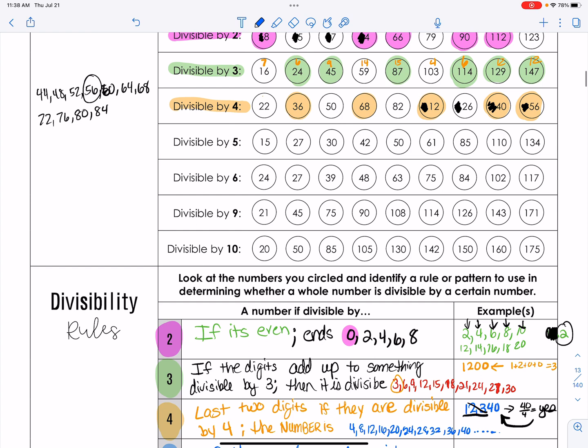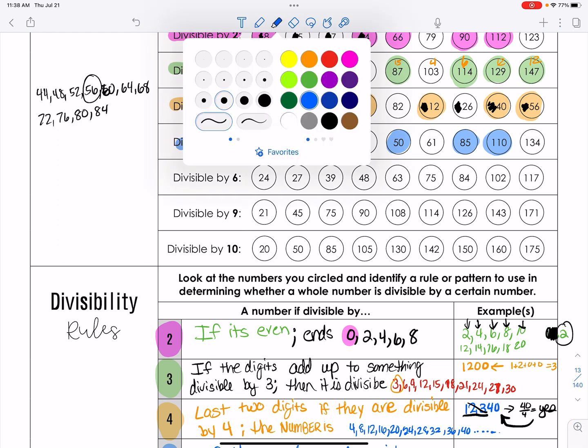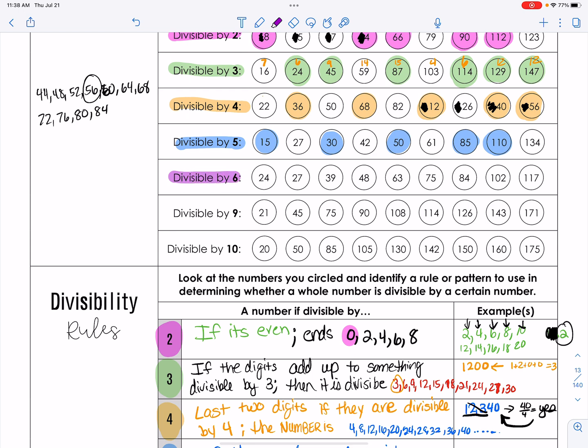Okay, so all we're going to do on these is look at the last number. 5 is a 5. 27 is a 7. Nope. 30 ends with a 0. 42, nope. 50 ends with a 0. I would like you to do those other 4. 61, nope. 85 ends with a 5. 110 ends with a 0. 134, nope, ends with a 4. So we care only that it ends with a 5 or a 0.